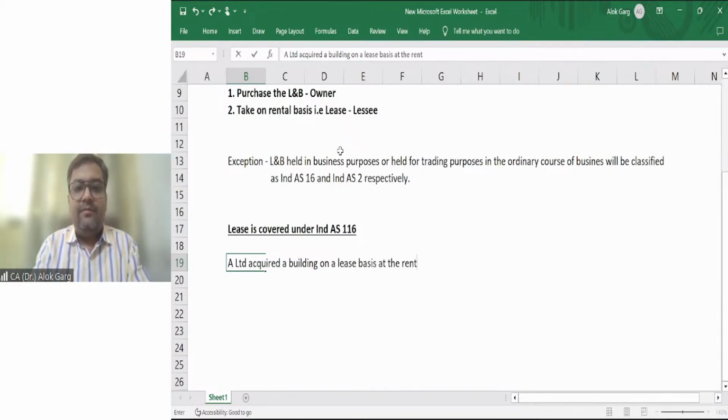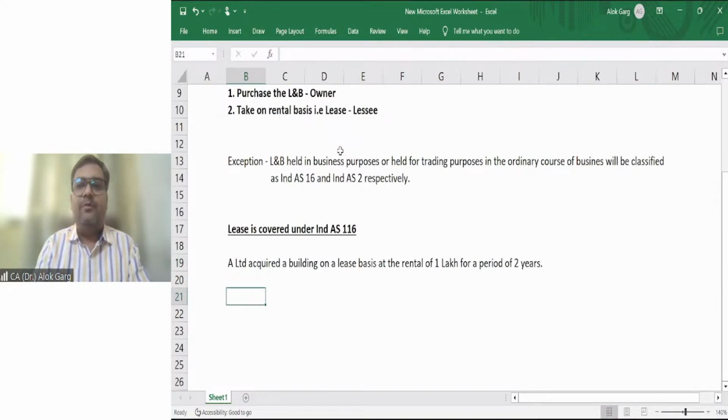at the rental of 1 lakh for a period of 2 years. A Limited acquires a building on a lease basis at the rental of 1 lakh for a period of 2 years, right? So in that case, friends, Ind AS 116 says that from the lessee perspective, there is no concept of finance lease and operating lease.